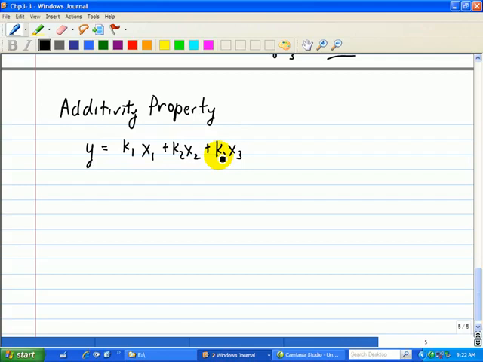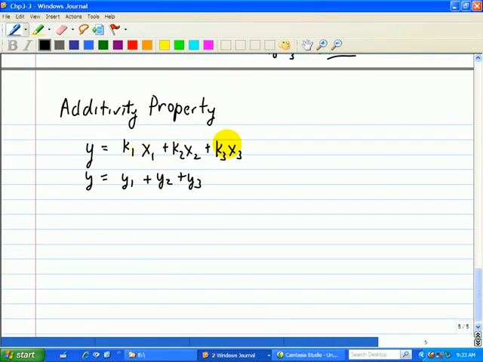Because of linearity, we can take each individual input and see what the individual output is. That is, the output due to X1 is just Y1, the output due to X2 is just Y2, and the output due to X3 is just Y3. So the output is just the sum of the outputs due to each of the individual inputs.